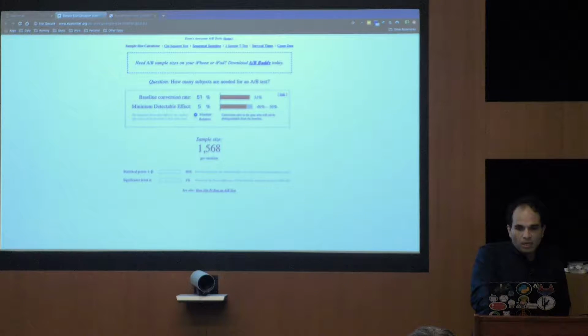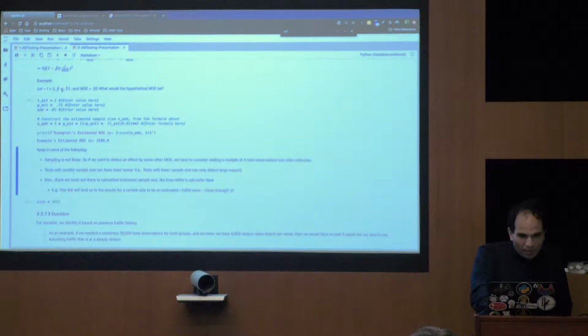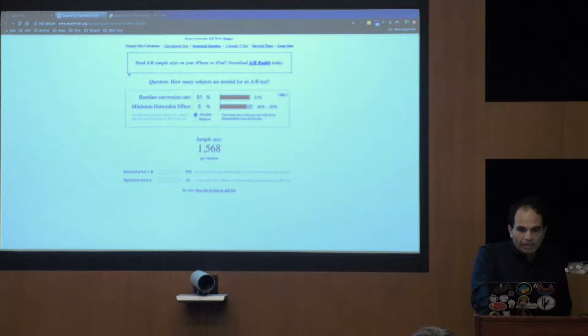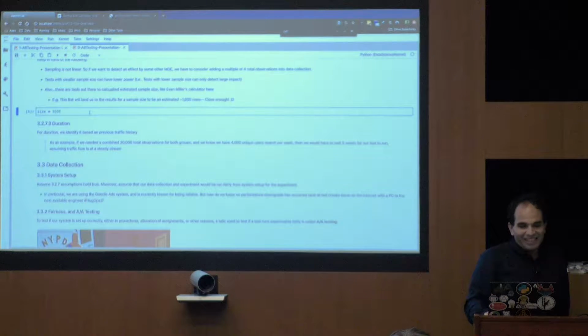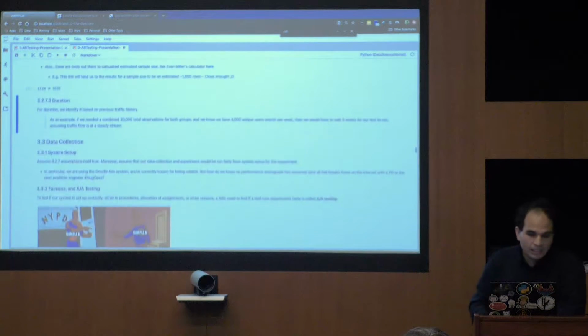So here we have a base conversion rate of 51%, seen before, for that campaign A's click-through rate, and the minimum detectable effect that we want to see, a 5% absolute difference, to get that sample size. Okay, so set that sample size equal to 1,600.